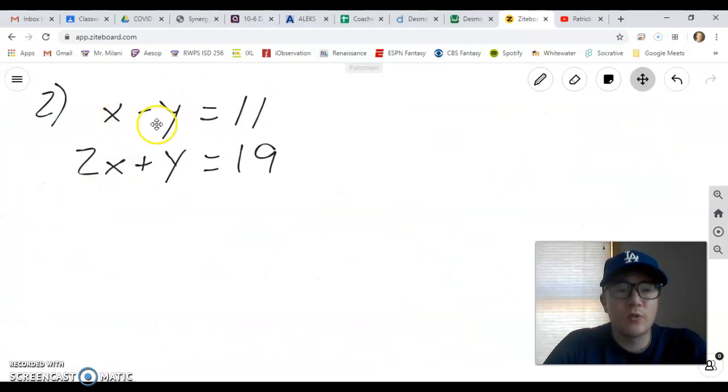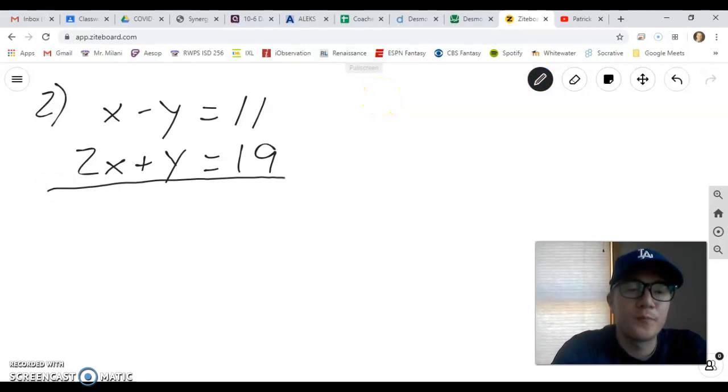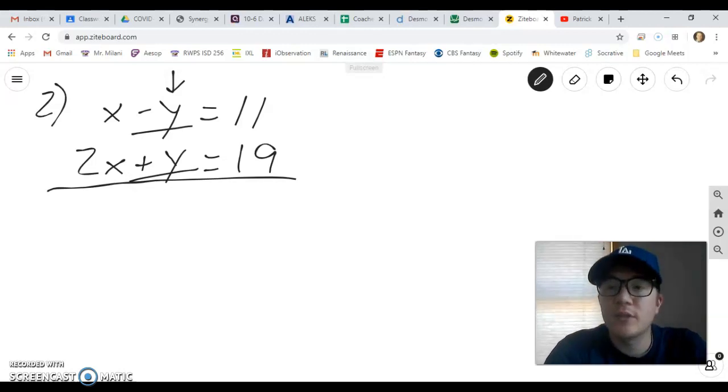We've got x minus y equals 11 and 2x plus y equals 19. Well, again, let's look for that match right away. Where does it look like an elimination is set to happen right now? I would say right here with your y's. You have a -y and a positive y. Those are opposites of each other. They're going to cancel each other out to be 0.